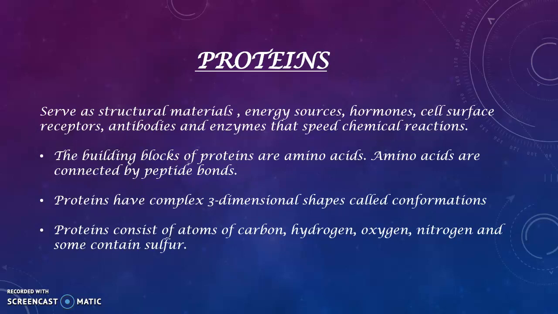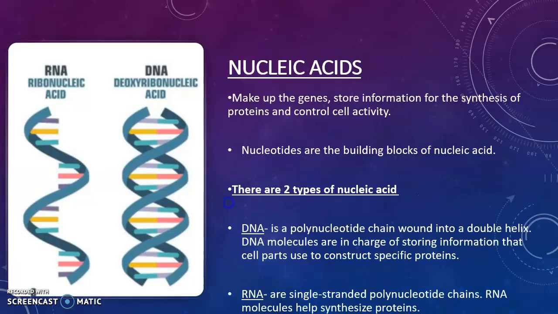The last organic molecule we will describe will be nucleic acids. Nucleic acids make up the genes. They store information for the synthesis of proteins and control cell activities. Nucleotides are the building blocks of nucleic acid. There are two types of nucleic acid. The first is DNA.